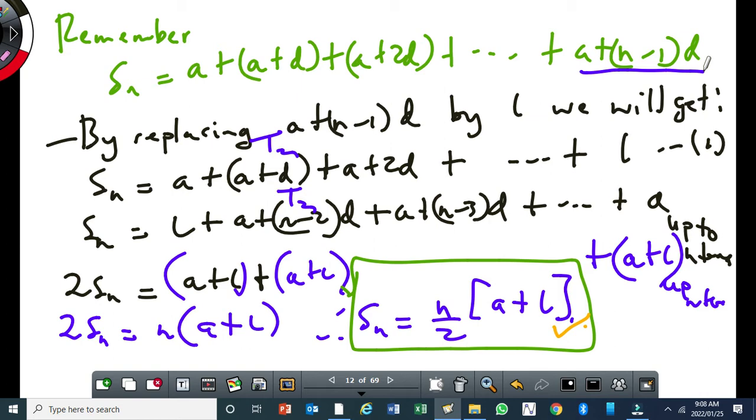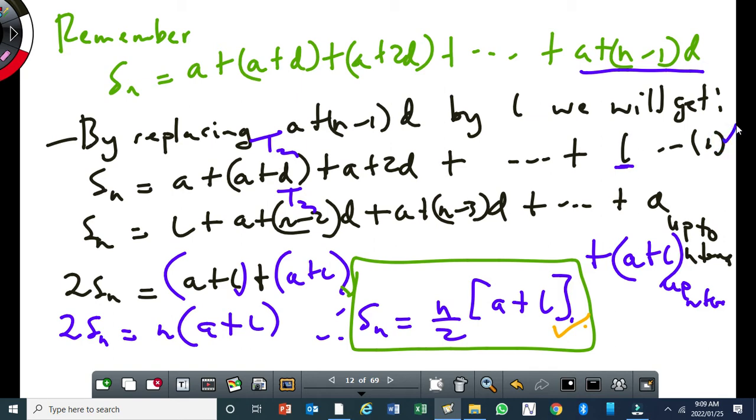So we can denote it by a new letter, which is L. Okay? So by replacing a plus n minus 1 times d by L, we will get what? Sn equal to a plus d plus a plus 2d up to L. It's not complicated. We are just saying, okay, we know that the last term is a plus n minus 1 times d. Let's replace that by a new letter L representing the last term. That's what I just did. Right? So we end up having this as equation 1.